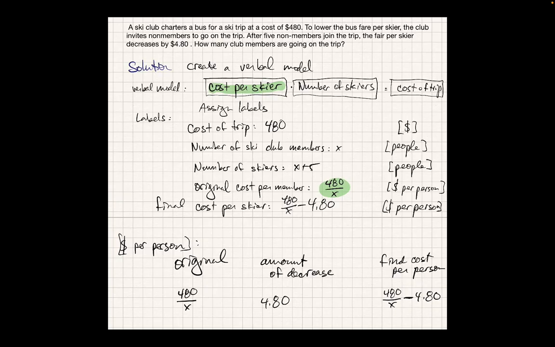Do you just plug in the variables? Now I'm plugging the variables back in. The cost per skier and the number of skiers equals the overall cost, which I already know. The final cost per skier times the final number of skiers equals the cost. I think I can solve that now.